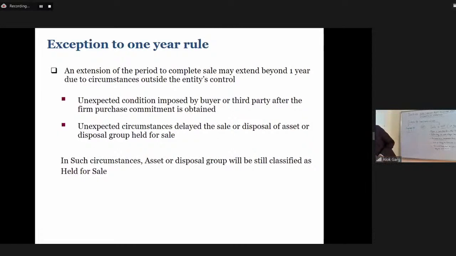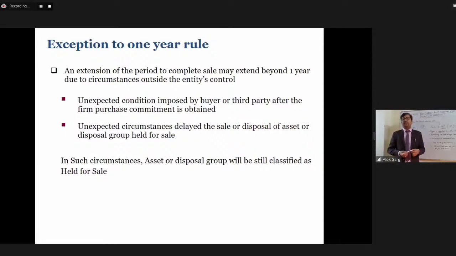For example, this COVID situation is a circumstance beyond the entity's control. Okay. So, unexpected conditions. For example, what are the circumstances outside the entity's control? First, it could be an act of God. Second, an unexpected condition imposed by the buyer or a third party after the firm purchase commitment is obtained. So the buyer has entered into the binding contract, but the buyer has also imposed some condition further.